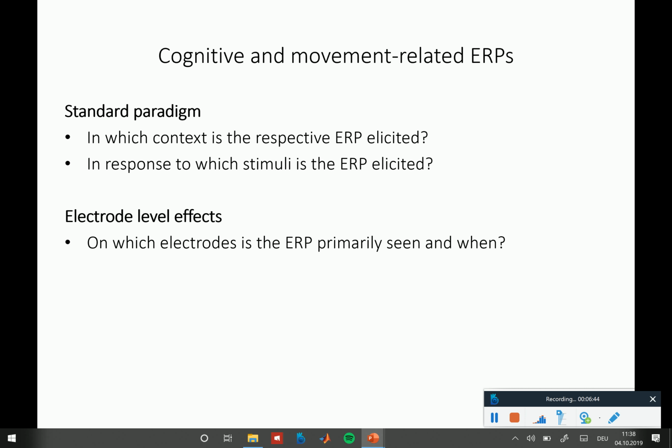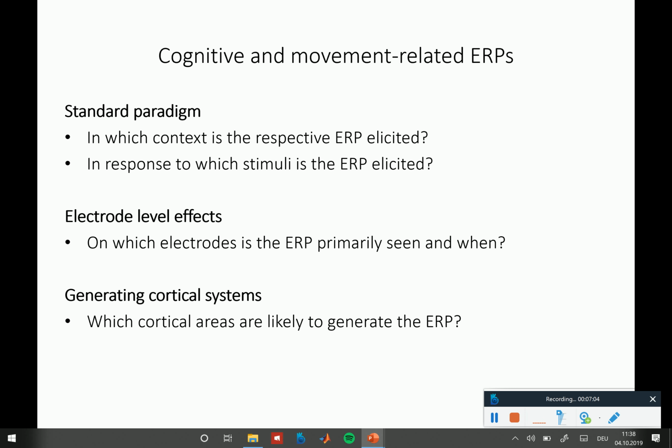Then, very similar to the sensory evoked potentials, the question is, where are these ERPs actually primarily seen and when? So which electrodes are most involved, and when after stimulus onset can these effects happen? That's essentially like for sensory evoked potentials.